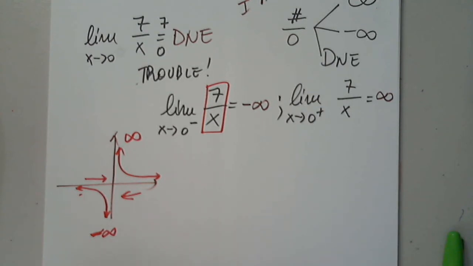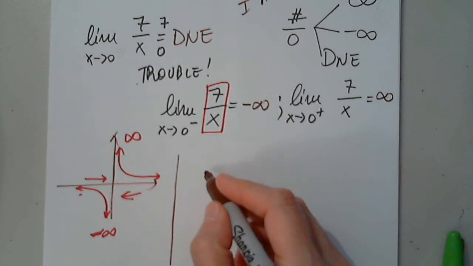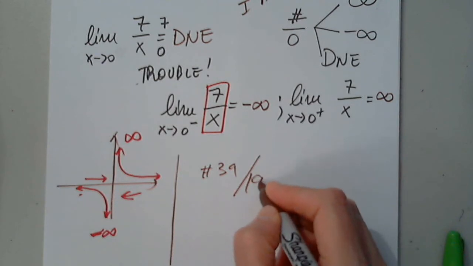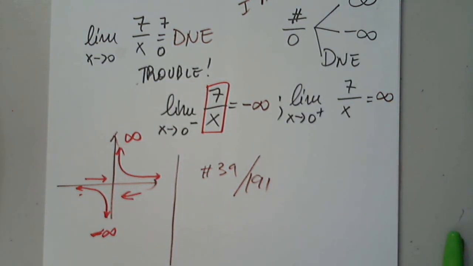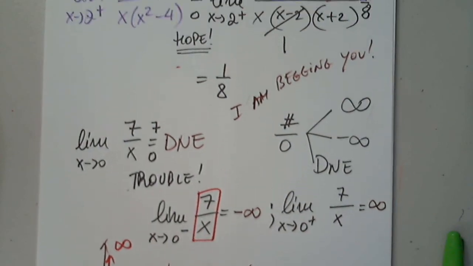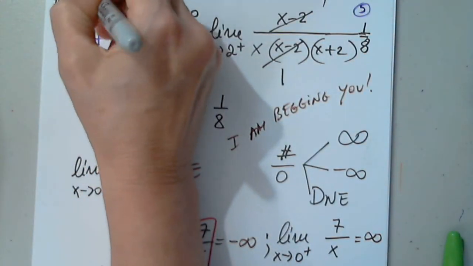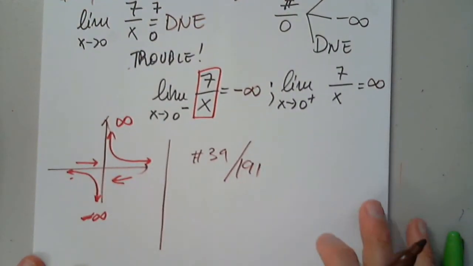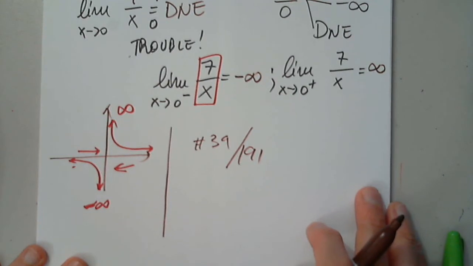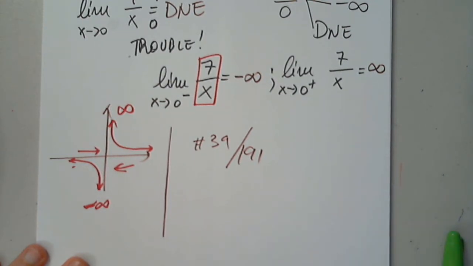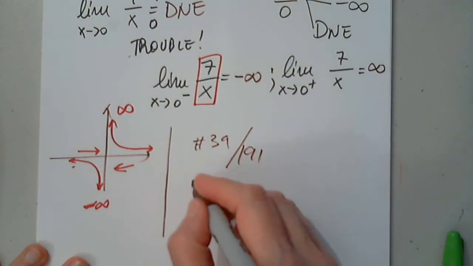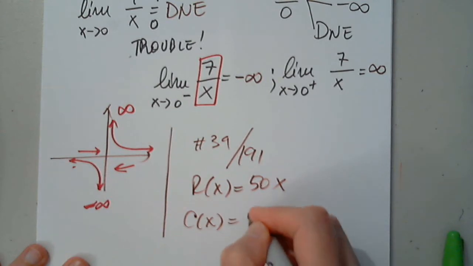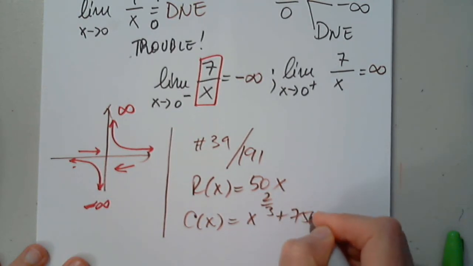So given the revenue, let me copy this. This is 39 on page 191. Let me also copy these two. This was 20, this was 21 on 191, and this was 22 on 191, because I always hope that my students will go back and redo these problems. Okay, so for 39, we are given the revenue as 50x. We are given the total cost as x to 2/3 plus 750.